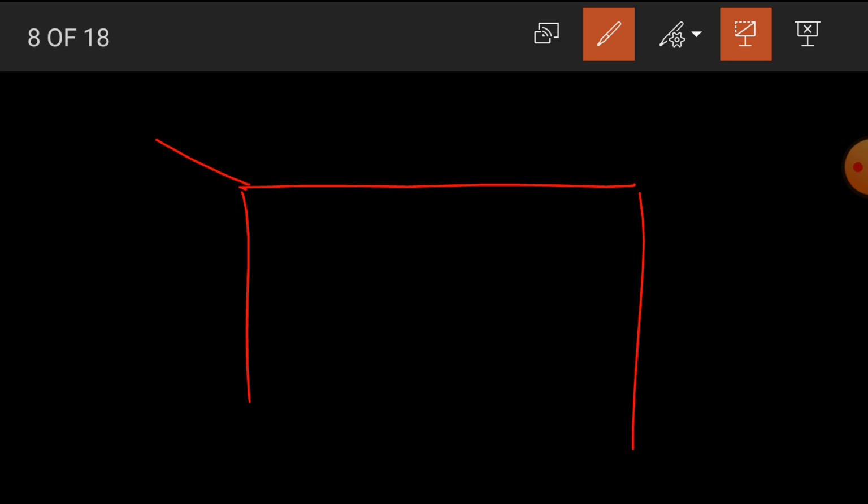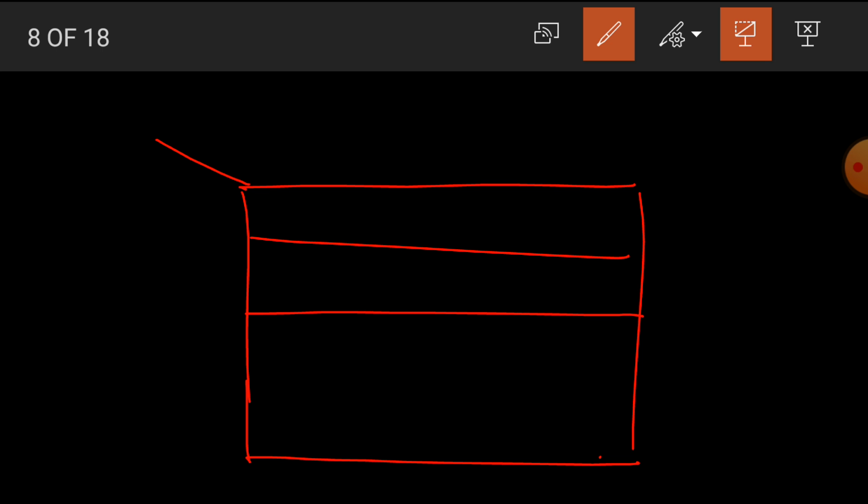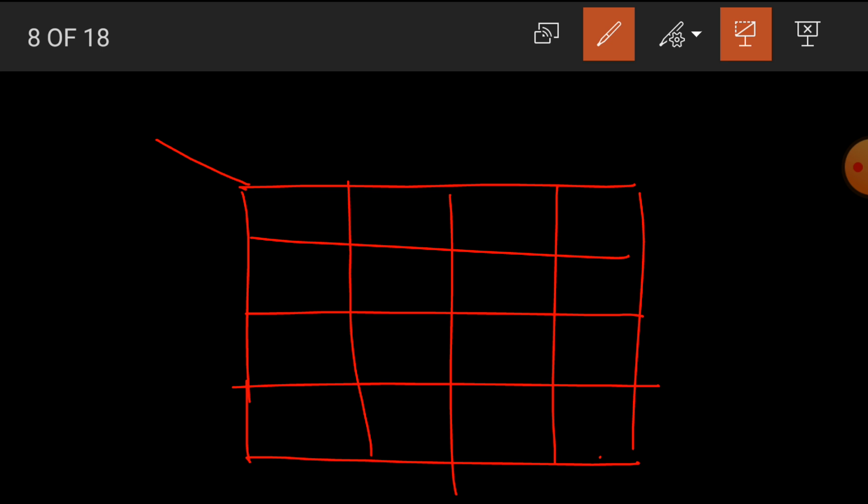For example, let's see here. This is the Kmap. Okay, this is the 4 variable Kmap. In this Kmap, if we have any logical expression, then we have to enter the values according to the expression or the truth table.